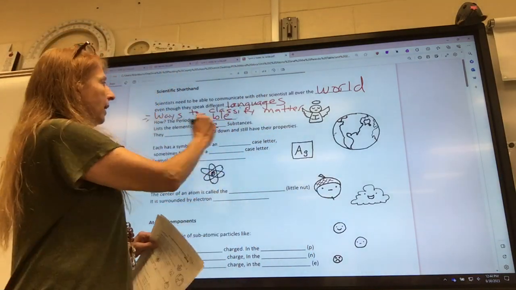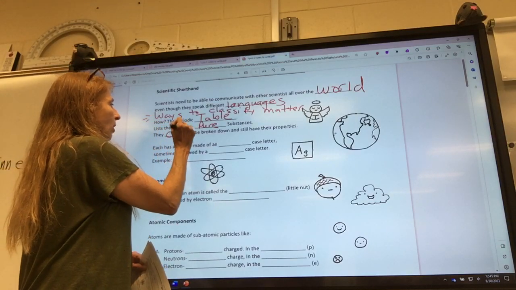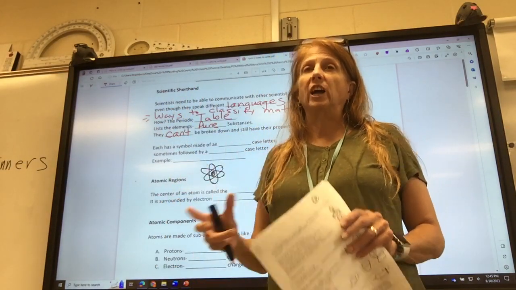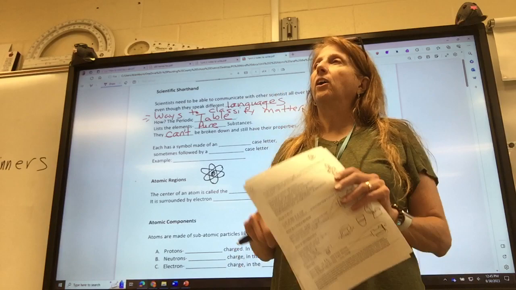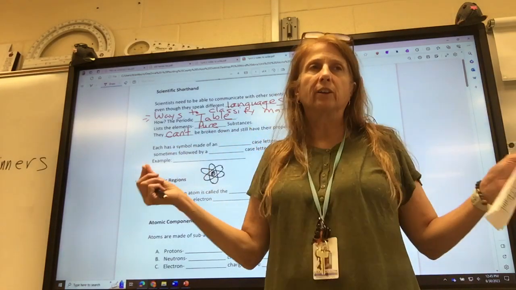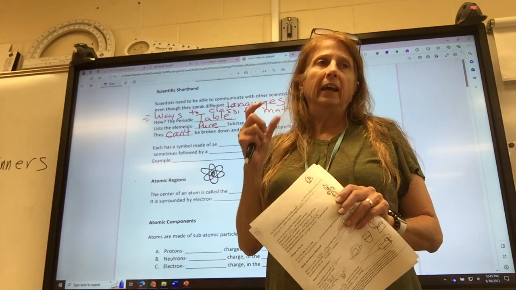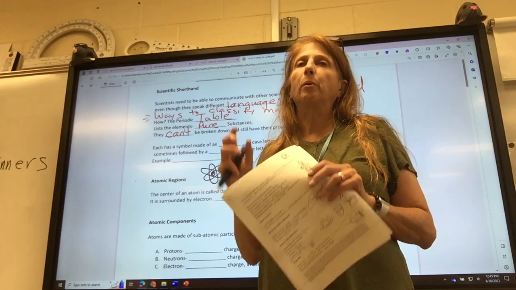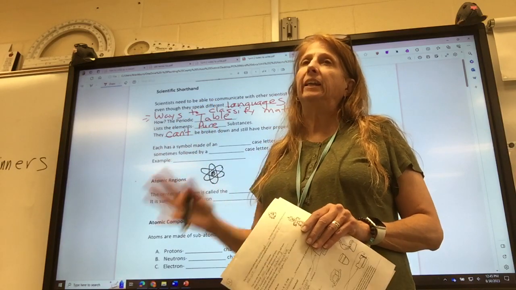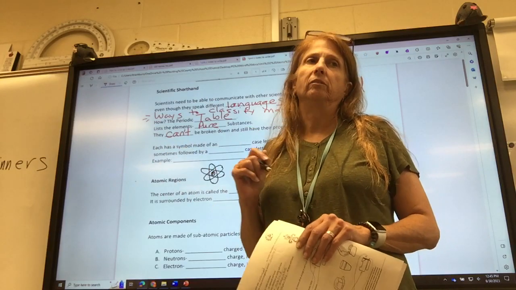So the elements in the periodic table can't be broken down and still have their properties. So like gold atoms, they're shiny, they're yellow, they're malleable, they conduct, they can be drawn into wires, they're ductile. But if you break down gold atoms anymore, then you get protons, neutrons, and electrons, and those are all the same. They don't look any different, gold protons, neutrons, and electrons, than carbon ones do.